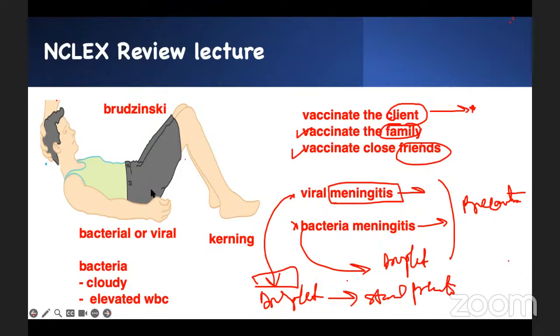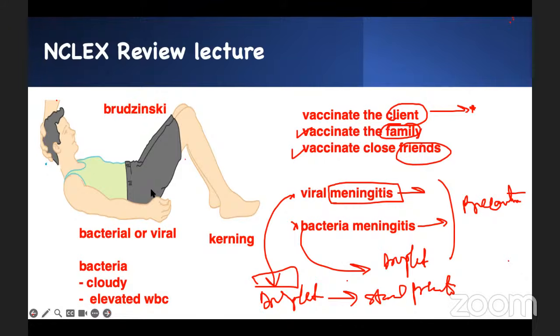Infection control: droplet. And the droplet, surgical mask when you are 3 to 6 feet away. The door does not need to be closed. You don't need to wear a gown, gloves, and all the things they try to trap you with. If it's viral, nothing, just standard precaution.